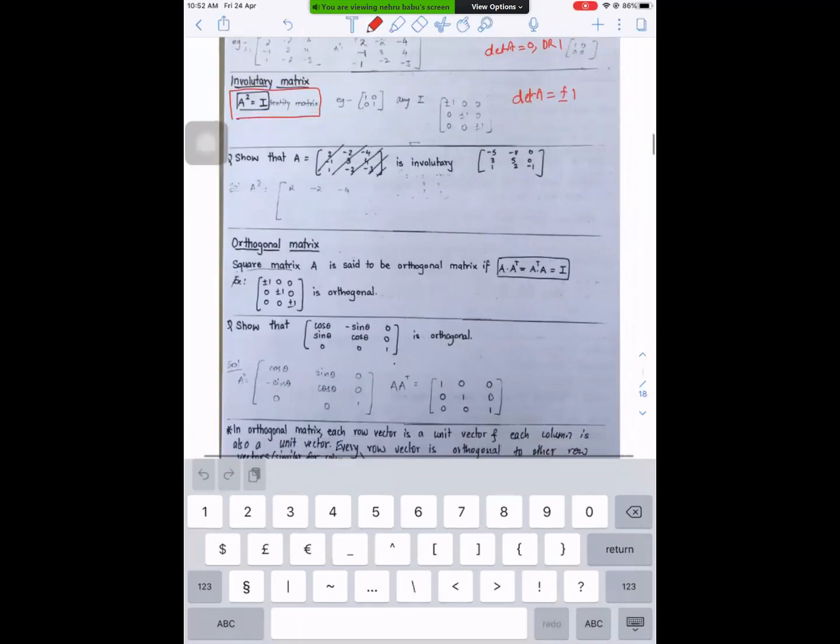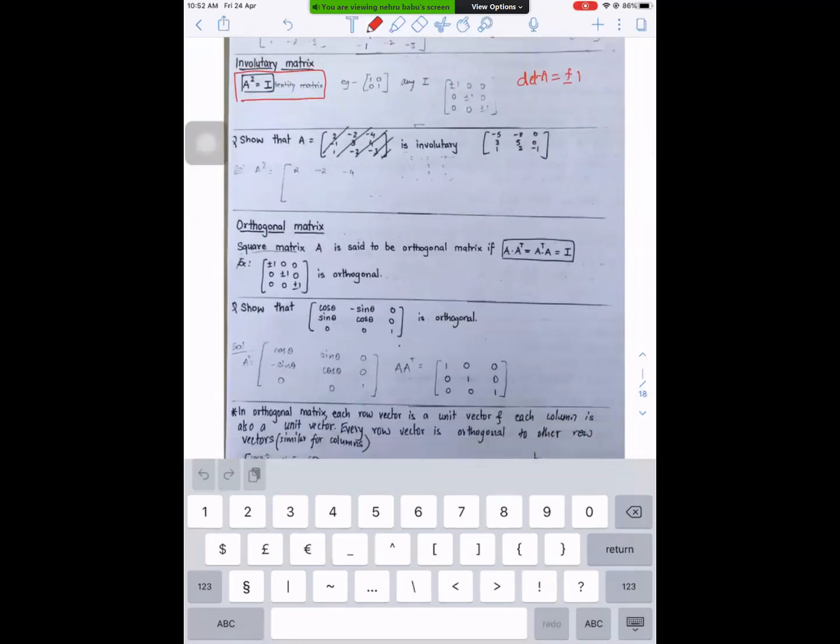Next, orthogonal matrix. The definition: a square matrix A is said to be orthogonal if A into A transpose equals A transpose into A equals identity. Here, when we take this definition, a square matrix is compulsory. The reason is, if A is 2 by 3, then A transpose is 3 by 2, and in that case also A into A transpose can be I. But by our definition, an orthogonal matrix is compulsorily a square matrix. So if A into A transpose equals A transpose into A equals identity, only in that case do we say it's an orthogonal matrix.